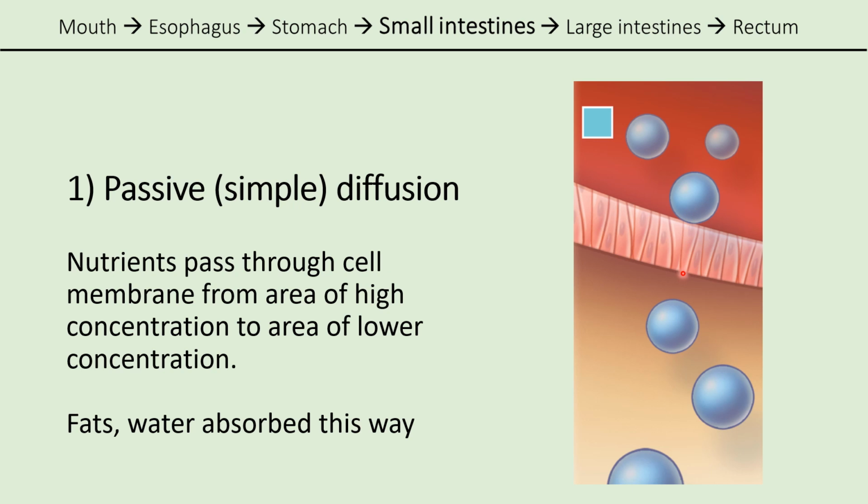So remember, in order to get the nutrients from the small intestine, so this would be the lumen, this open tube of the small intestines, and these would be those enterocytes. And in order to get them through those cells and then into either our lacteal or our capillaries, they've got to diffuse through a membrane. So with passive diffusion, nutrients pass through from an area of higher concentration, so there's a lot out here, to an area of lower concentration. That does not take energy. So fats are actually absorbed this way in small droplets of water.